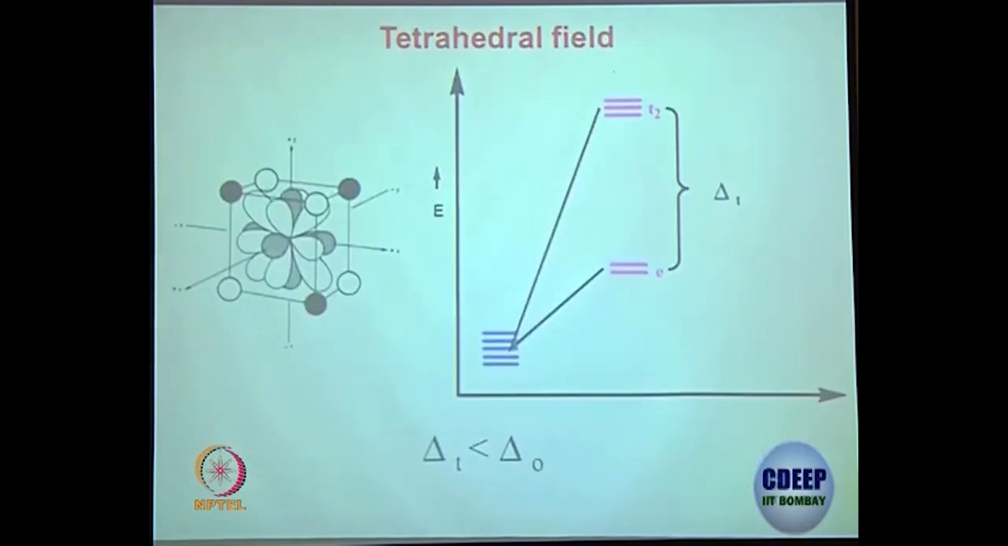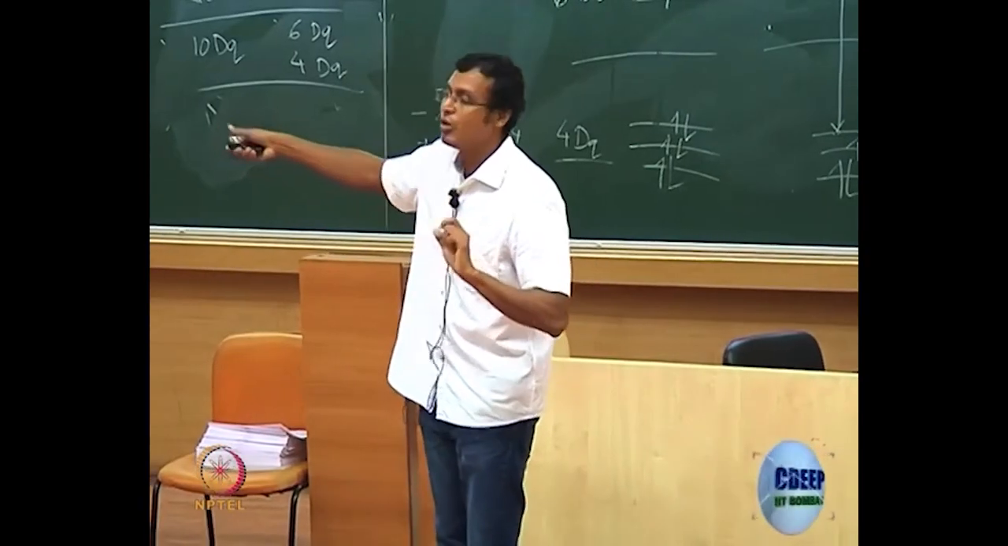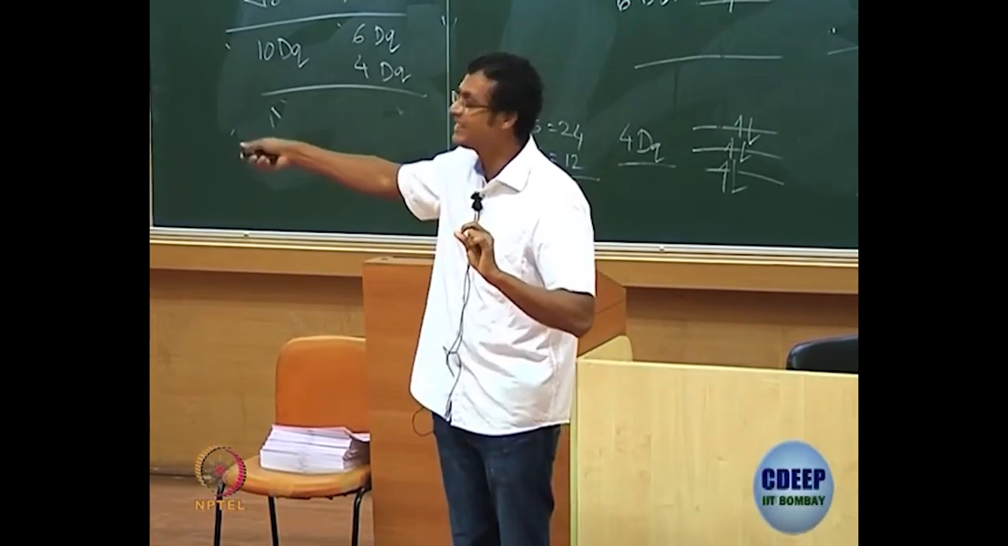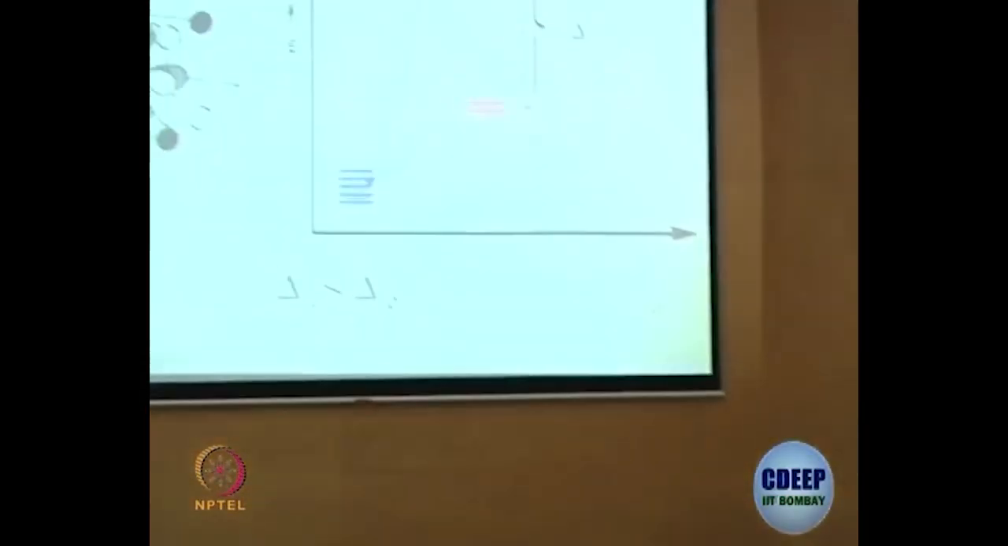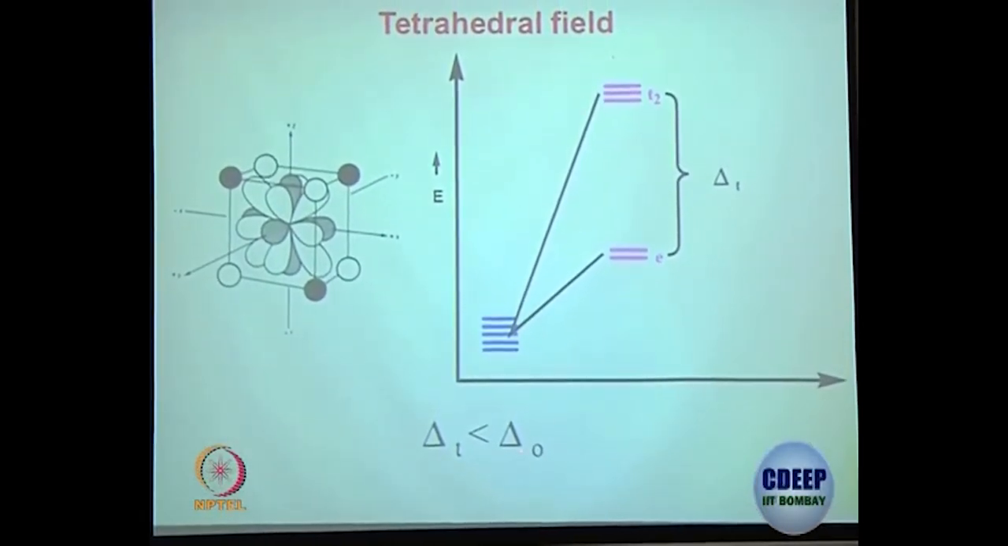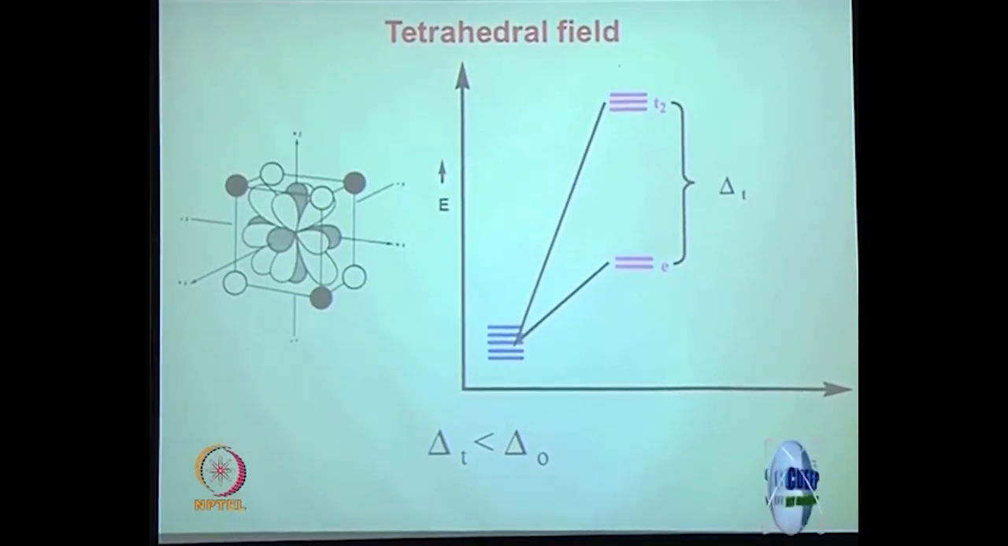Now, if you look at delta 0, I meant delta octahedral, and delta T, which means delta tetrahedral, this is the splitting. This splitting delta 0 will be very high compared to delta T. What is the reason? Once again, 4 ligands versus 6 ligands. You have 6 ligands for octahedral, and 4 ligands for tetrahedral. Thereby, the delta T will be less, and delta octahedral is always going to be more.